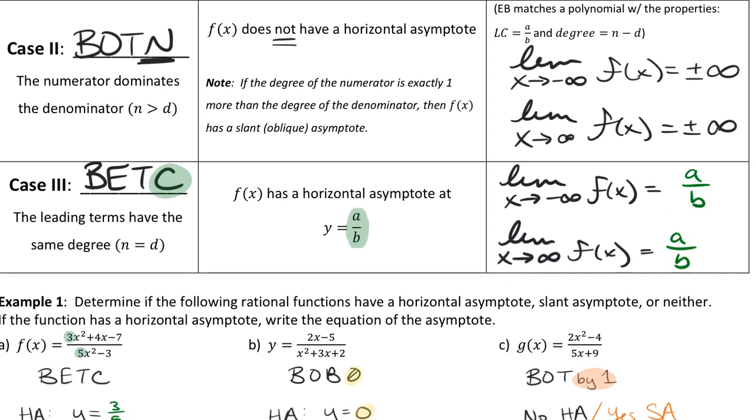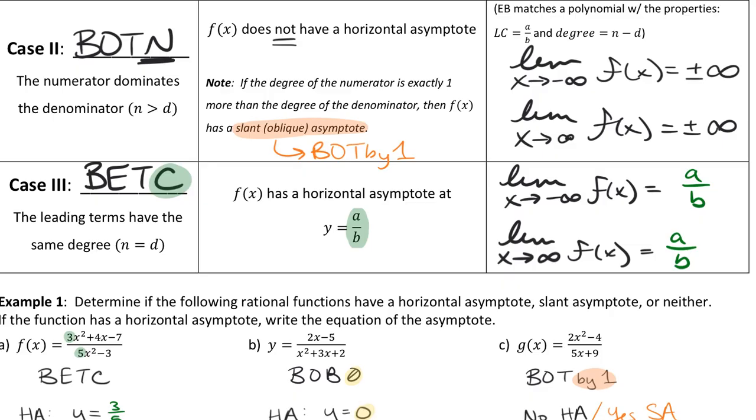And it even says this in this note. If the degree of the numerator is exactly 1 more than the degree of the denominator, then f of x has a slant or oblique asymptote. Remember, that is specifically for when it is bigger on top by 1. So Botan by 1, if you will.